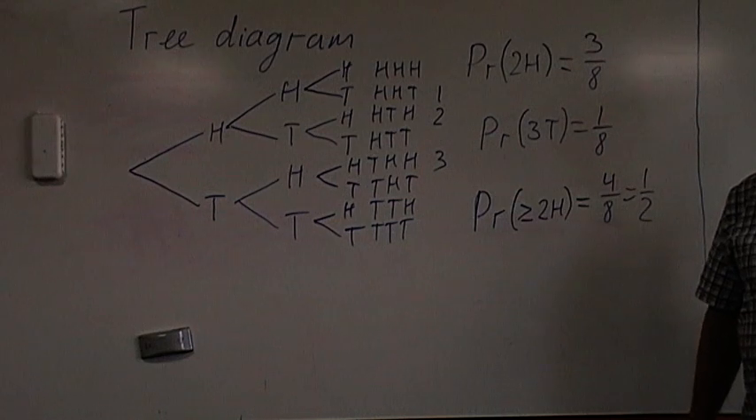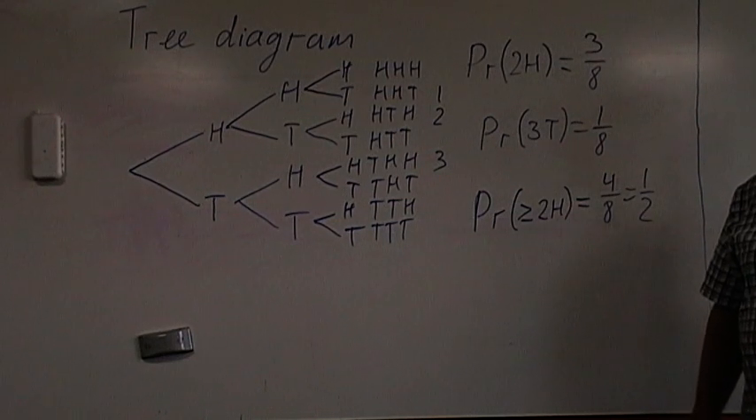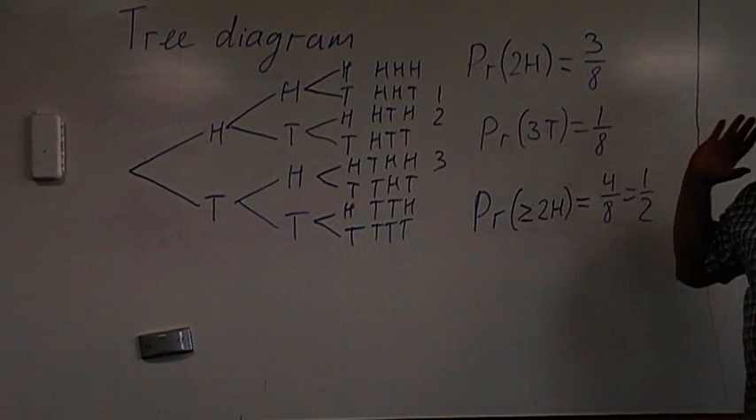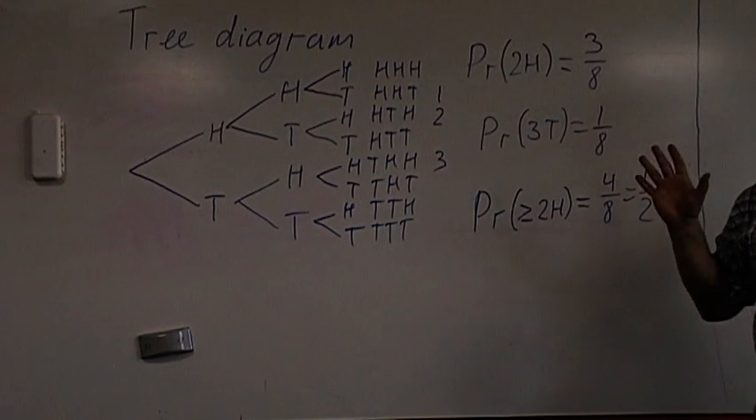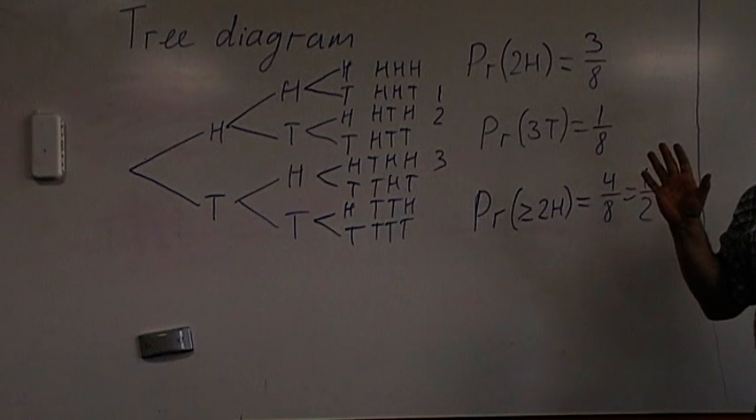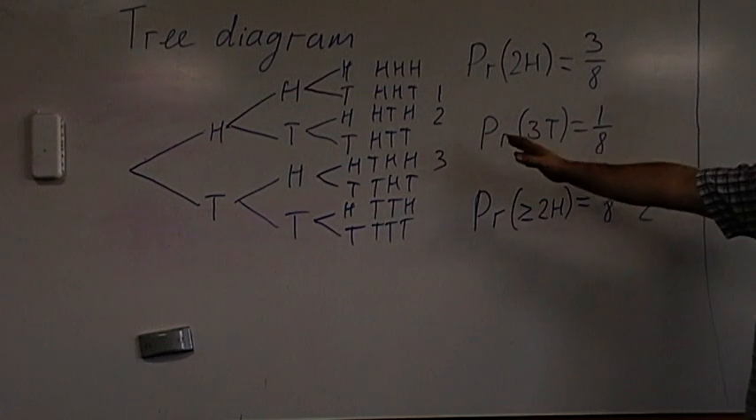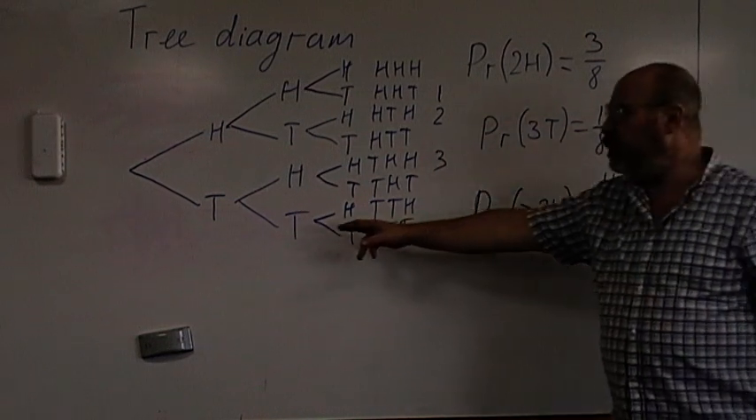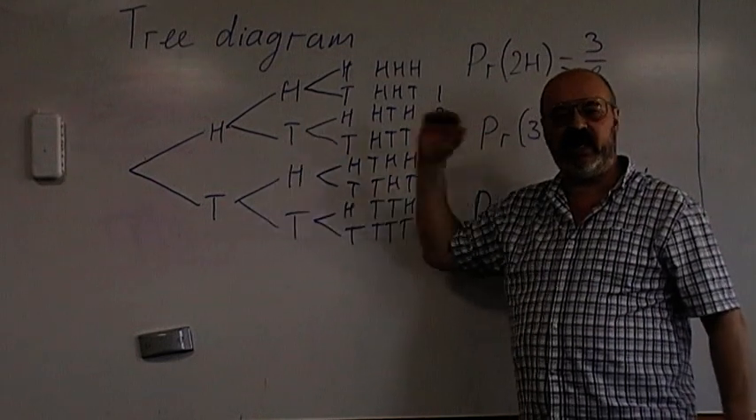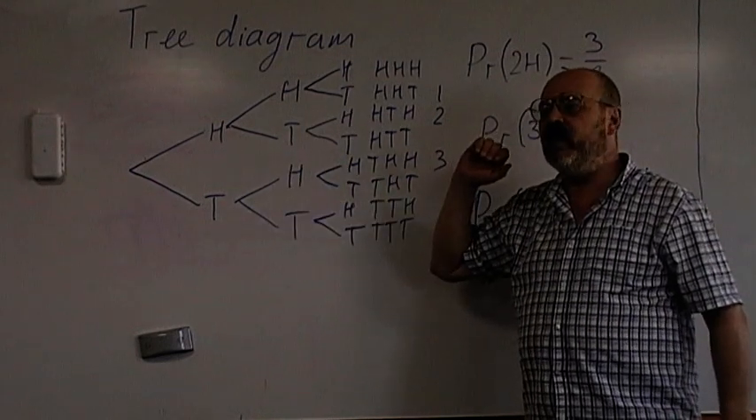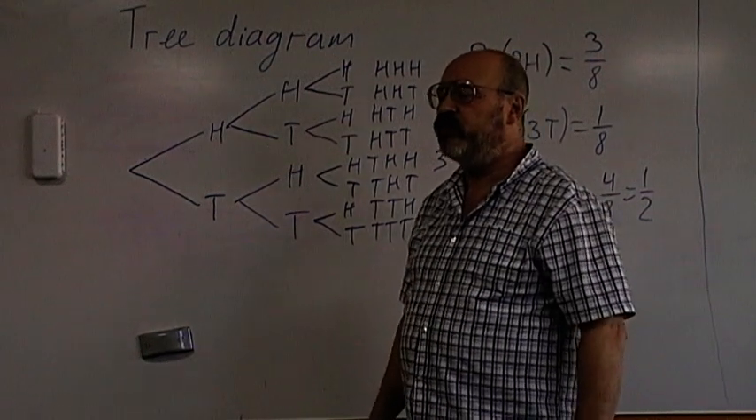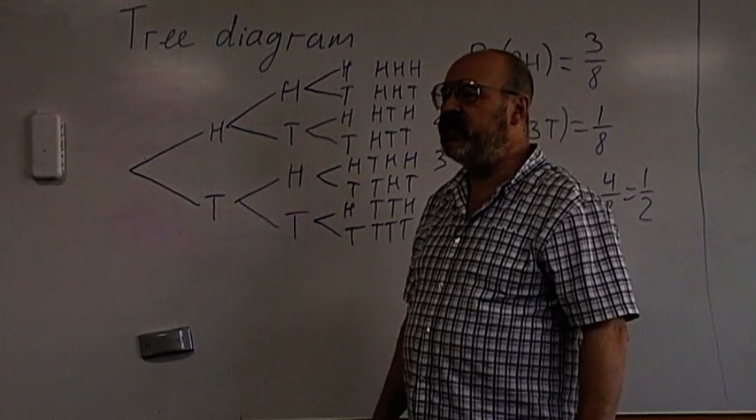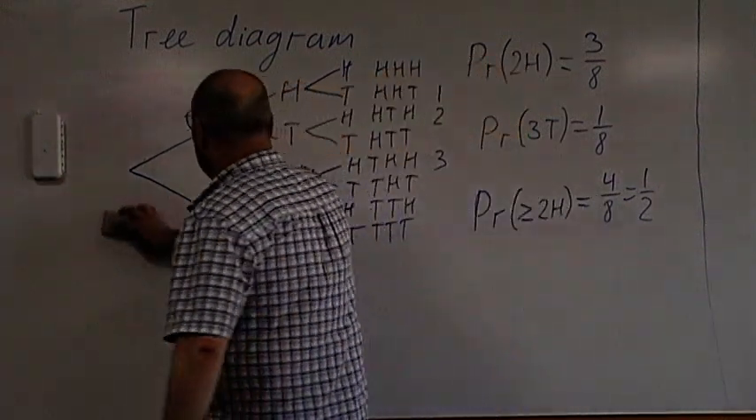Make sense? Yeah. Now, that's how the tree diagram works. If we have the probability of each outcome is the same, 1/2, 1/2, 1/2. But what if the probability is not the same?